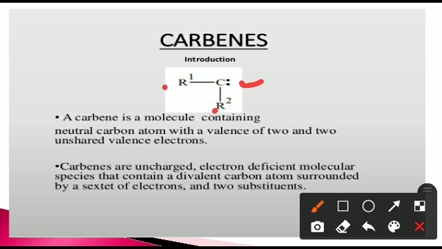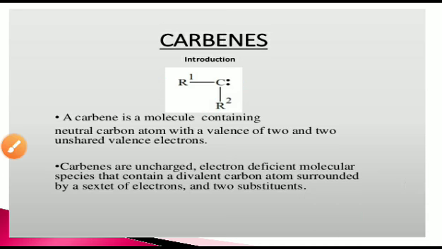Carbenes are uncharged electron deficient molecular species that contain a divalent carbon atom surrounded by a sextet of electrons and two substituents. The total number of electrons are 2 electrons from R1, 2 electrons from R2 and 2 electrons that are in a free state. That means they show the sextet, that is 6 electrons.